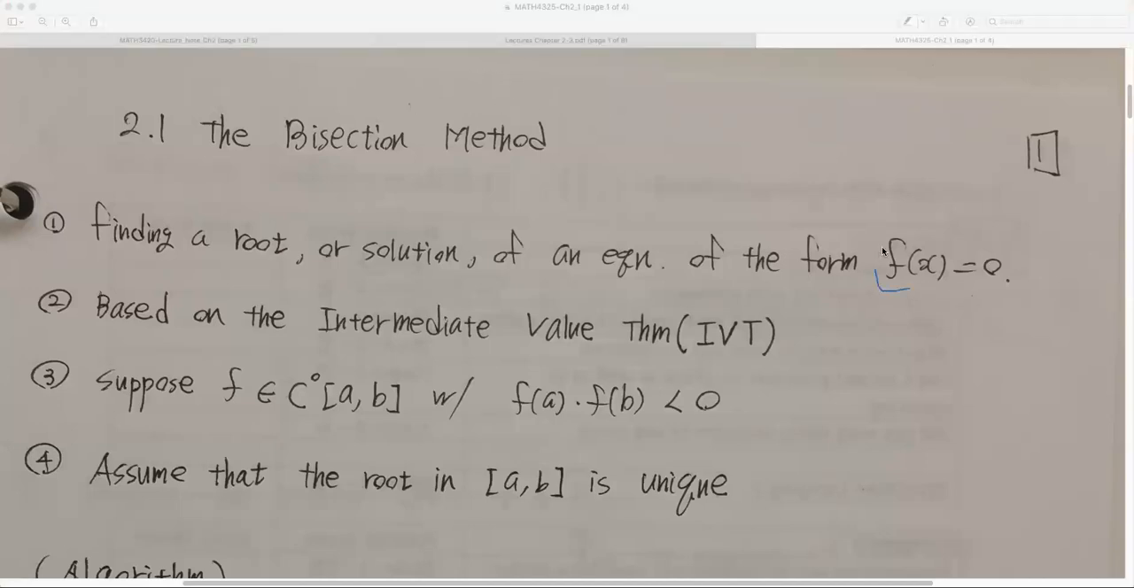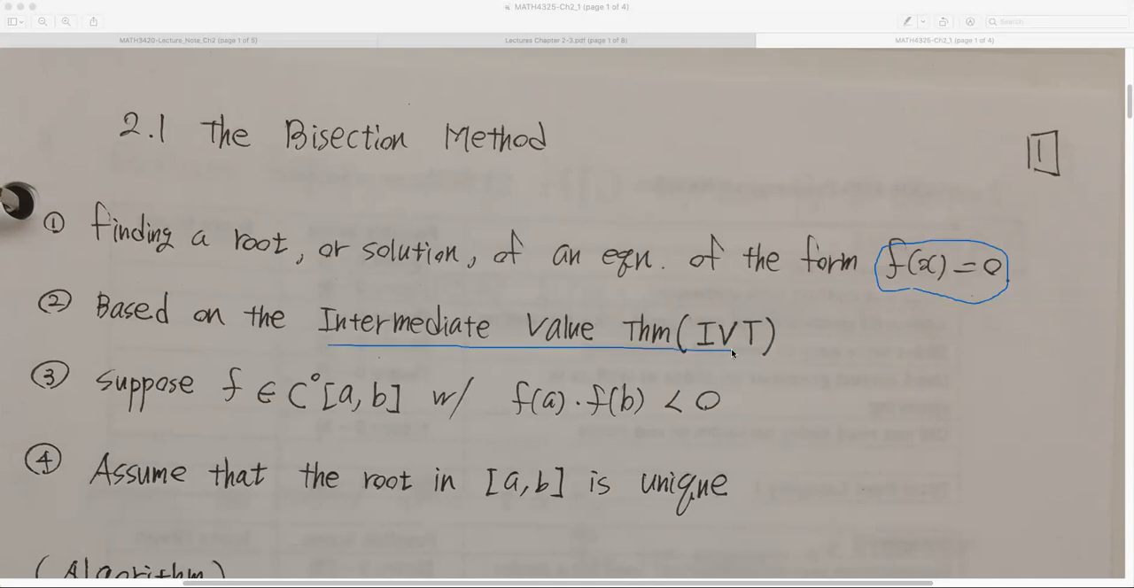Right here, f of x equals 0. So first, we get the 0 on the right-hand side, and then we consider the left-hand side as the definition of the function f of x. Now, the bisection method is one of the basic methods that we're going to study. To apply the bisection method, the function f of x must satisfy the assumptions of the intermediate value theorem. So what does that mean? What is the intermediate value theorem?